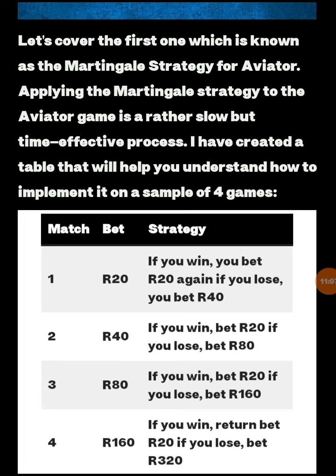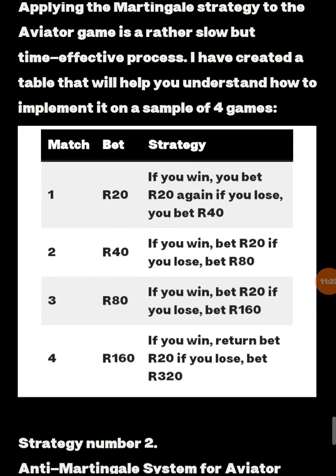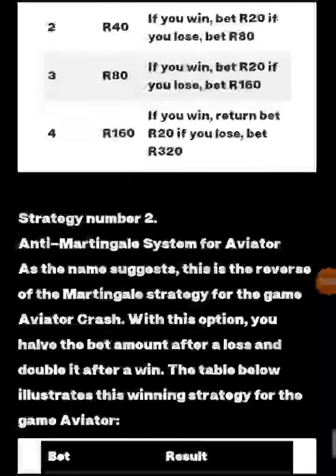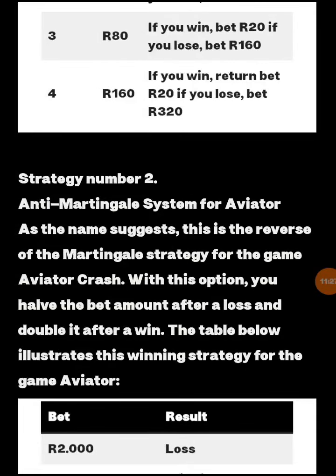So for example, if I go in with 100 Rand and it plays a blue, I'm going to go in with 200 Rand the next round. It plays another blue, I'm going to go in with 400 Rand the next round until I actually make money off it. But it needs a good bankroll. It needs you to have a decent amount in your account. Strategy number 2, anti-martingale system for Aviator.